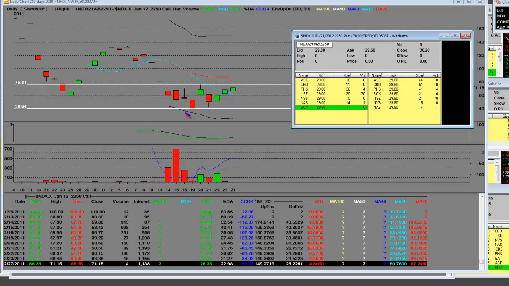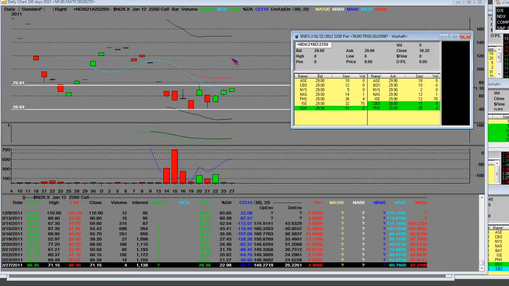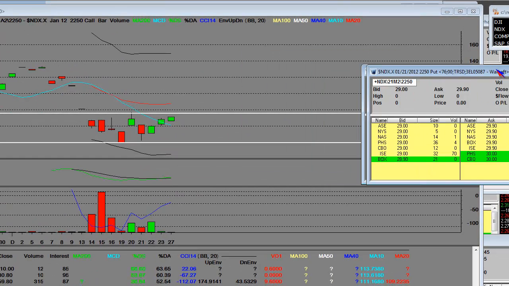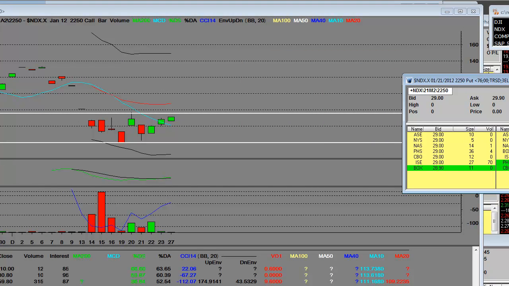And that's the 2250 put. That's the opposite side. There's that bid and that ask. There's that close. No volume on it. I will be making a market, and I will own it at the right time. So, as they have daily opportunities in a call, they also have daily opportunities on the flip side, the put side.